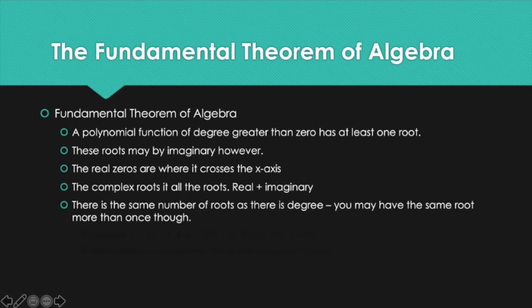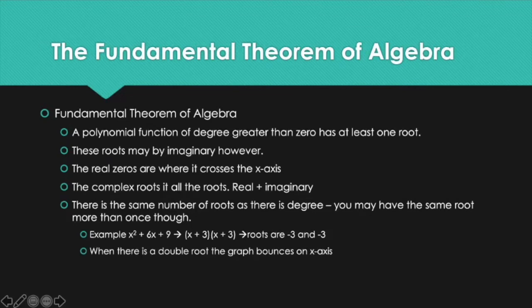The number of complex roots is the same as the degree, but you may have the same root mentioned twice, or a double root. For example, if you had an equation like x squared plus 6x plus 9, if you factored that, you'd get x plus 3 and x plus 3. If you set that equal to 0, you'd have roots of -3 and -3. Those would be considered two roots. These are considered double roots, and this is where it bounces on the x-axis.